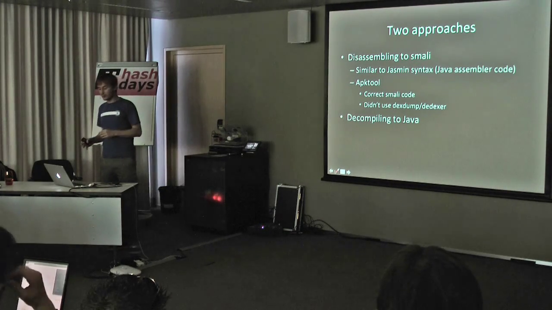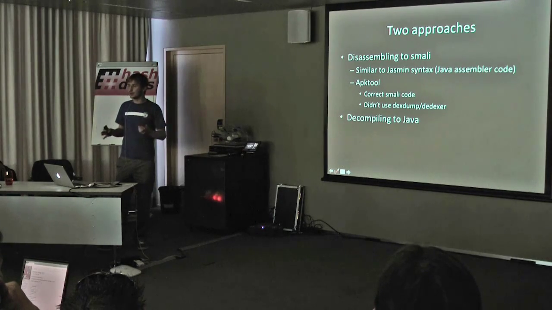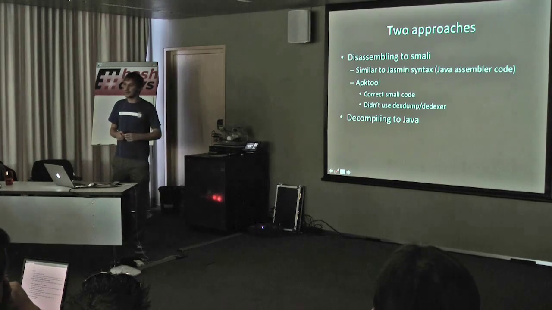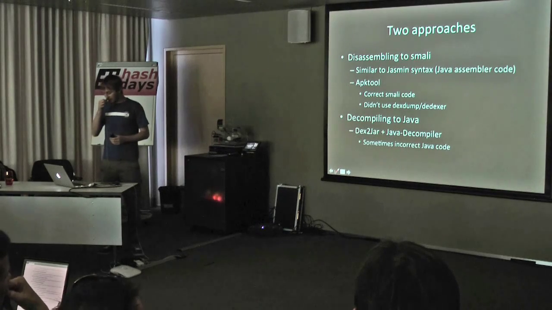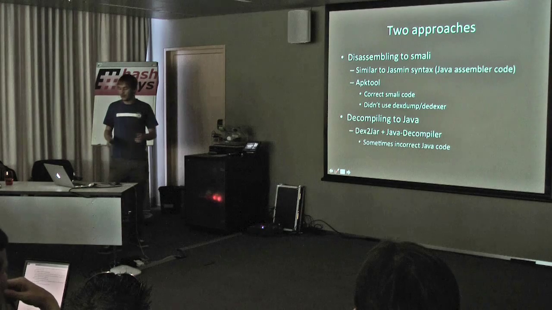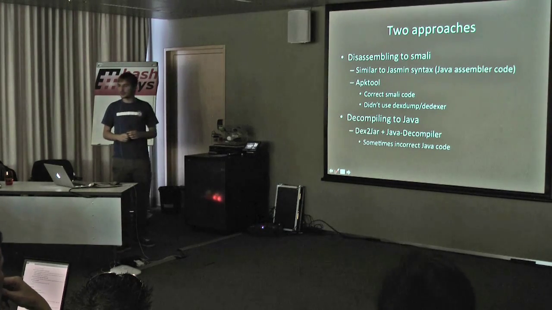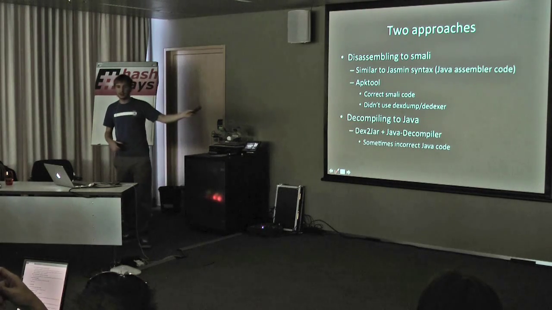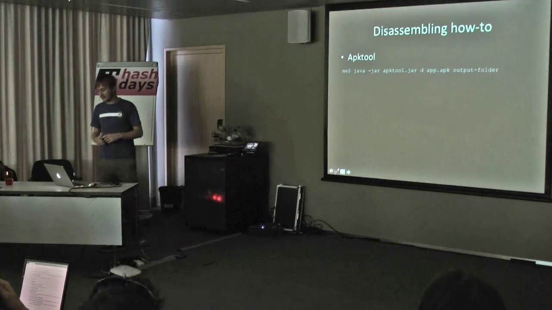And the other approach would be decompiling to Java. Smali code is pretty easy to read, as we will see later, but Java is, of course, even nicer to read. You use dex2jar and just a standard Java decompiler. The problem is that it sometimes produces incorrect Java code. So if you have incorrect Java code, you cannot take this code and recompile it again to an Android app.